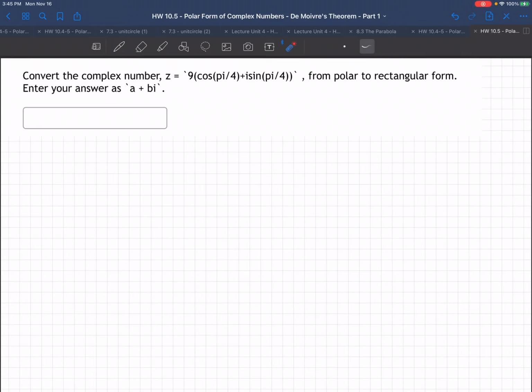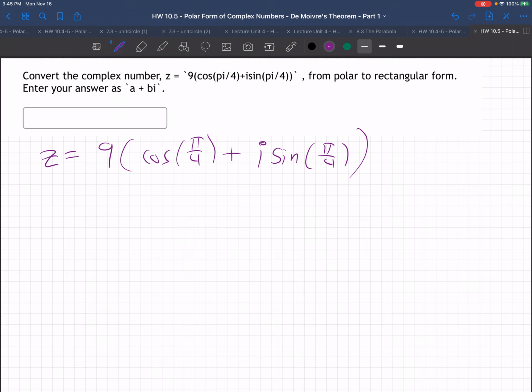Welcome to an example in which we're converting a complex number here from polar to rectangular form. So let me rewrite this a little more neatly. This is 9 times the cosine of pi over 4 plus i sine pi over 4. This is called polar form. It's also called trig form. It goes by either name. I'll usually call it polar form.